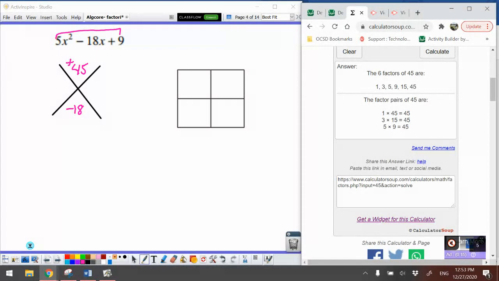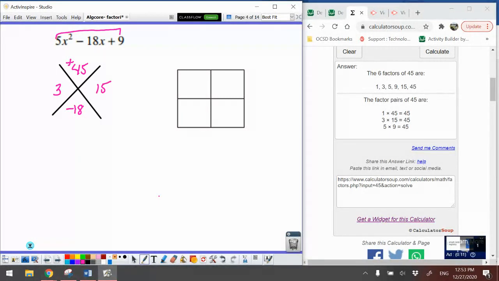So I see that I have a 3 and a 15. So I know that that will give me 18, but do they need to be positive or do they need to be negative? Well, I need to add them to make negative and multiply them to get positive. So they're both going to be negative. So 5x squared plus 9, put in my negative 3x and my negative 15x, and now we're going to divide.